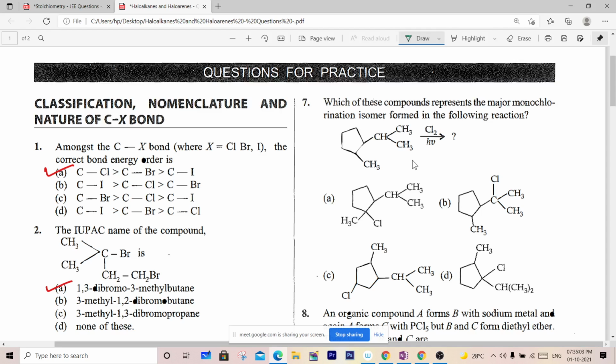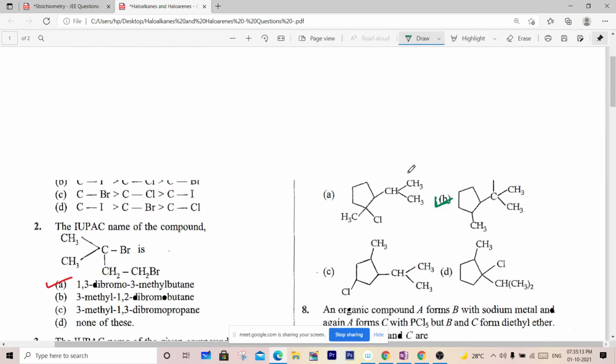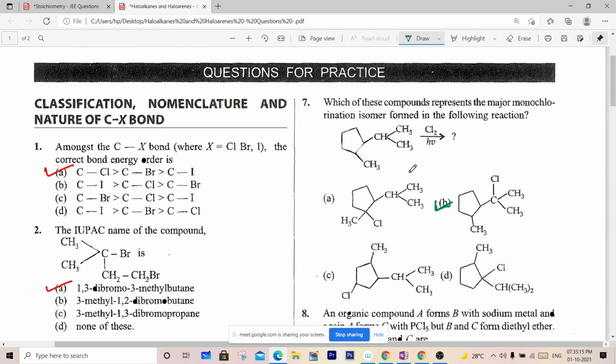Option B, sir. Good. 3 degree free radical is the most stable one, right? Yes, sir. Sir, so why isn't option D correct? Option D is this one. Okay. Option D: methyl, this chlorine, this is also tertiary, and from here also hydrogen can be removed.